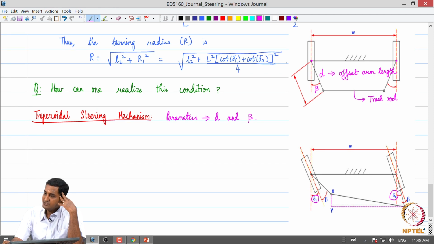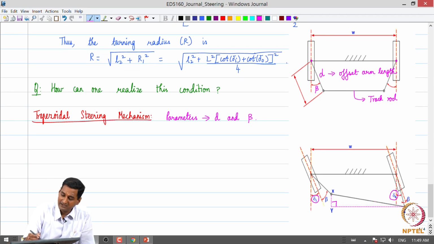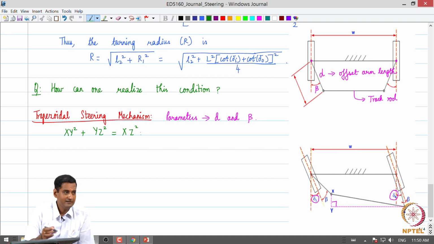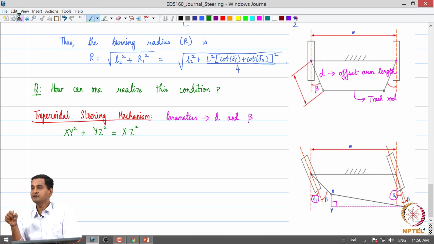So, let us say this is the displaced configuration. Now we see that we can trace out a right angle triangle XYZ in this bottom figure. Immediately we can observe and write down using the Pythagoras theorem that XY squared plus YZ squared is equal to XZ squared. All of us can immediately observe that from the triangle XYZ.